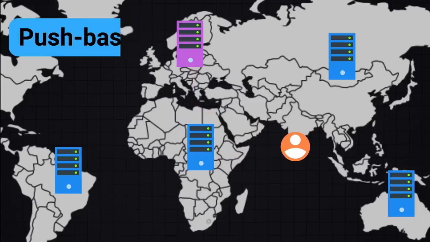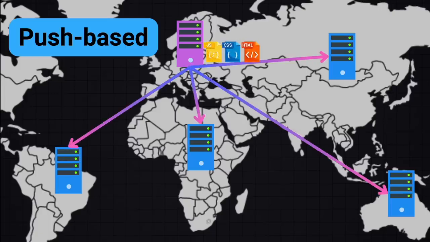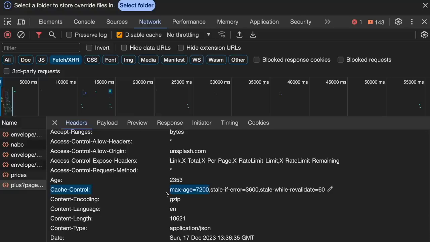Another type is push-based CDNs. This is where you upload the content to the origin server and then it distributes these files to the CDNs. This is useful when you have large files that are infrequently updated but need to be quickly distributed when updated. It requires more active management of what content is stored on the CDNs. We again use the cache control header to tell the browser for how long it should cache the content from CDN.